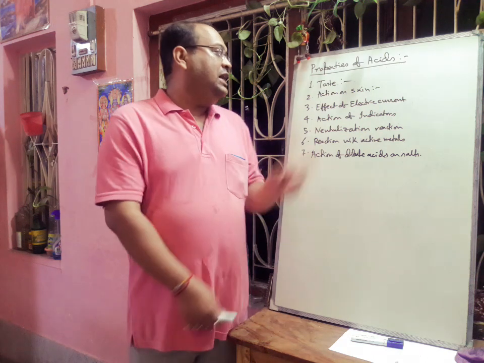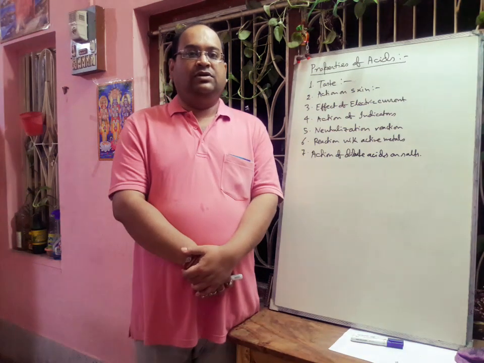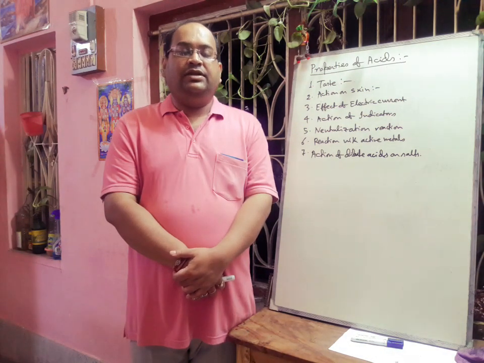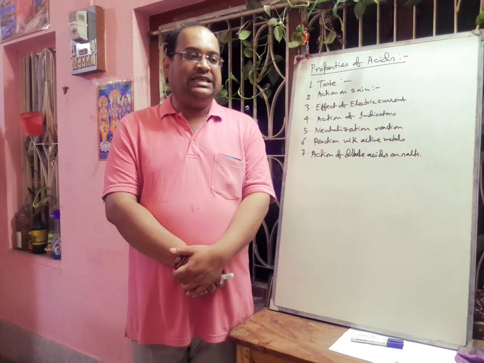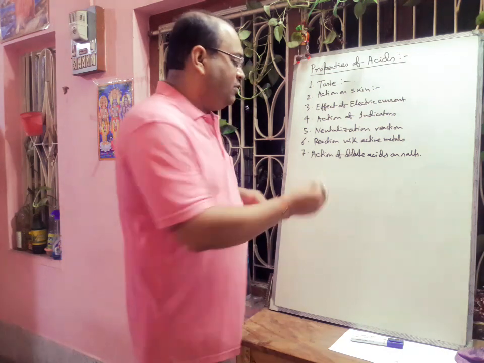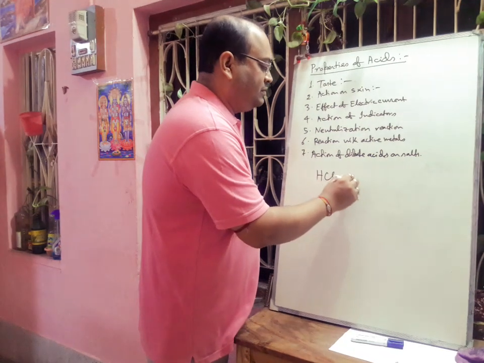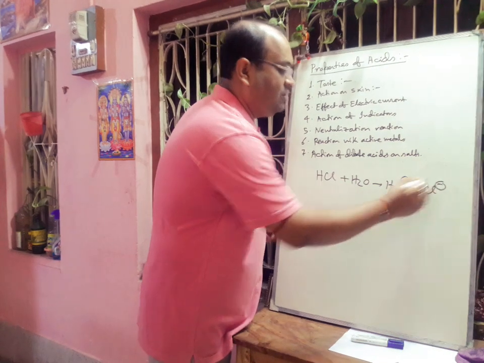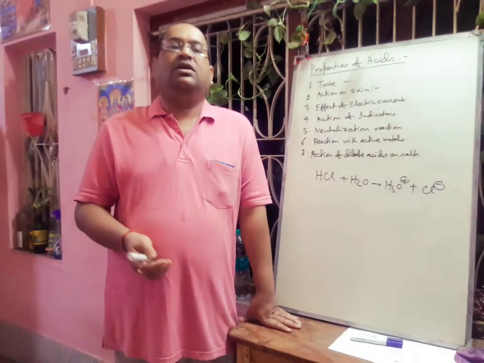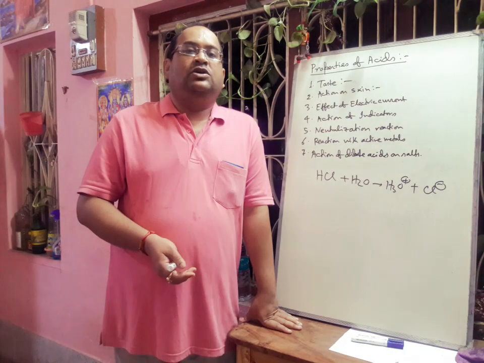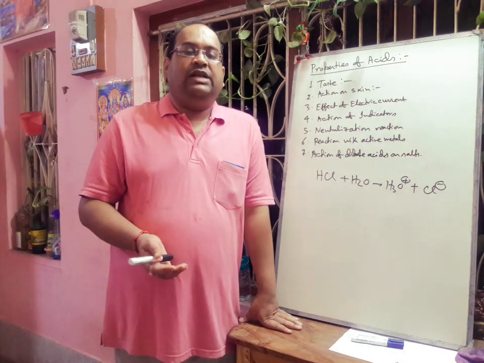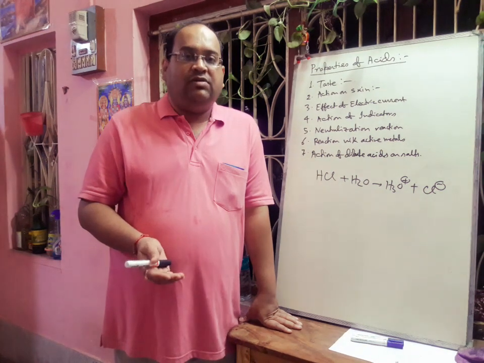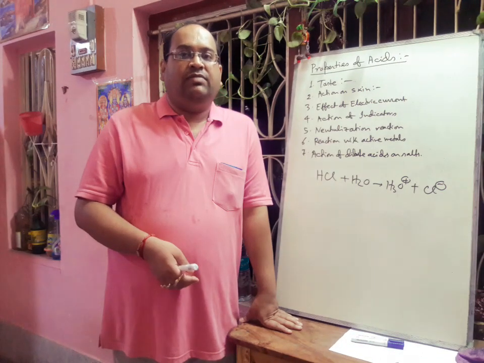Next we will discuss the effect of electric current. We know that acids, when dissolved in water, dissociate into ions. Like HCl will dissolve in water and produce hydronium ion plus chloride ion. Any acid, sulfuric acid will dissolve to produce hydronium ion and sulfate ion. So there will be free ions. We know that free ions can carry current. So acid solution, that means aqueous solution of acid, is a very good conductor of electricity.